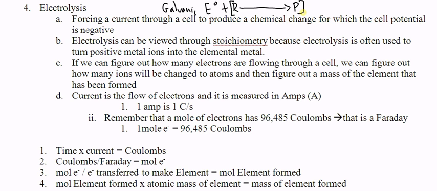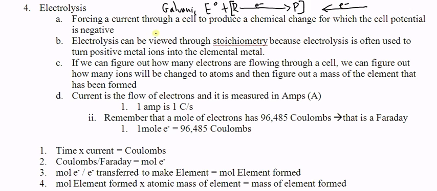So reactants are going to products, which means that essentially the electrons are following that path of pushing through the system. Electrolysis is going to be forcing a current through a cell to produce a chemical change for which the cell potential would have been negative. So in other words, the non-spontaneous direction. So we're going to take electrons in the opposite direction.